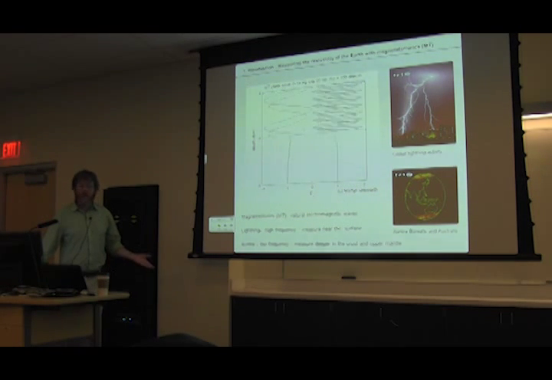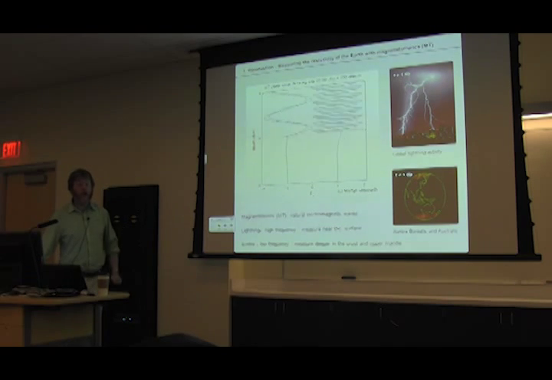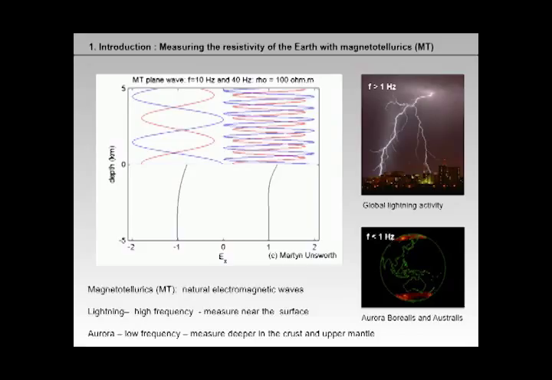In contrast to seismology, which has sources within the Earth that are coming upwards, in MT the signals are coming from the atmosphere and going downwards. So that obviously introduces some limitations on how deep the signals will go.